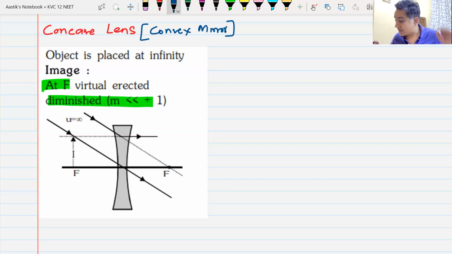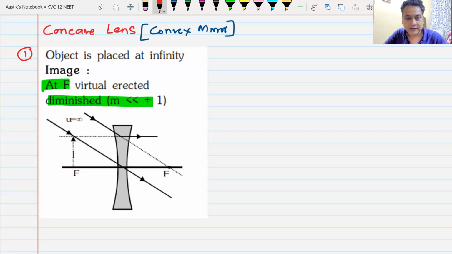So this is the case. This is a virtual image, and its magnification is very, very less than 1. That means it is highly diminished. Remember this, it is highly diminished. This is case number 1 when the object is at infinity. What would be case number 2, my dear friends?